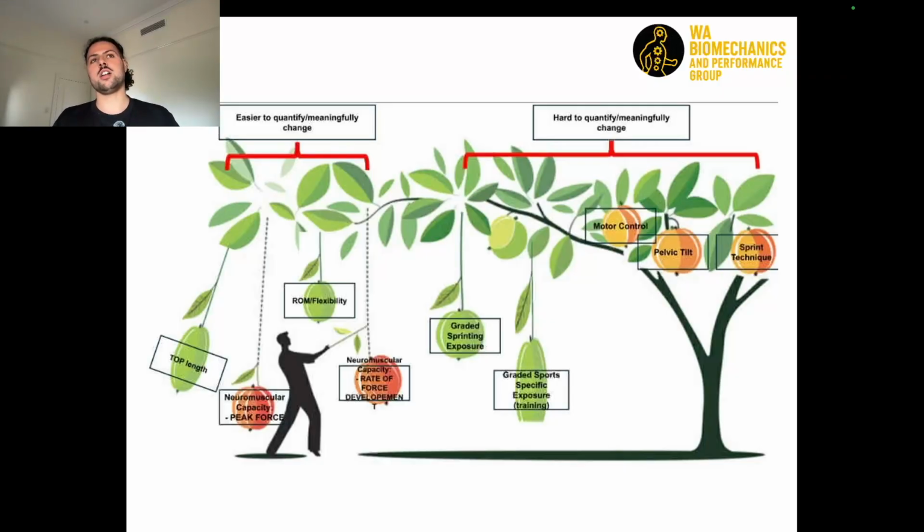Now, after you do all that low-hanging stuff exceptionally well and you're still not happy with the outcome, that's when you can start picking the high-hanging fruit. The reason it's high-hanging fruit is because it's hard to quantify and meaningfully change. So motor control, a little bit contentious, but I'm not happy that we can, first of all, reliably measure it, especially with our eyes. I know when we use gold standard 3D motion capture analysis, that does make it a little bit more reliable, but there's still a considerable amount of error there.